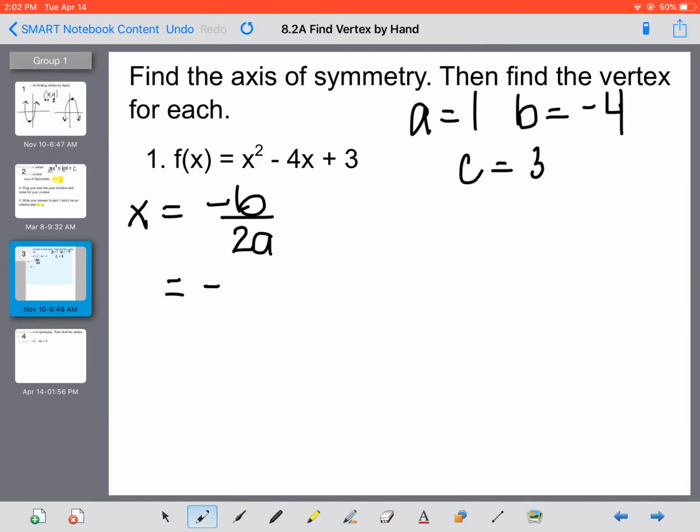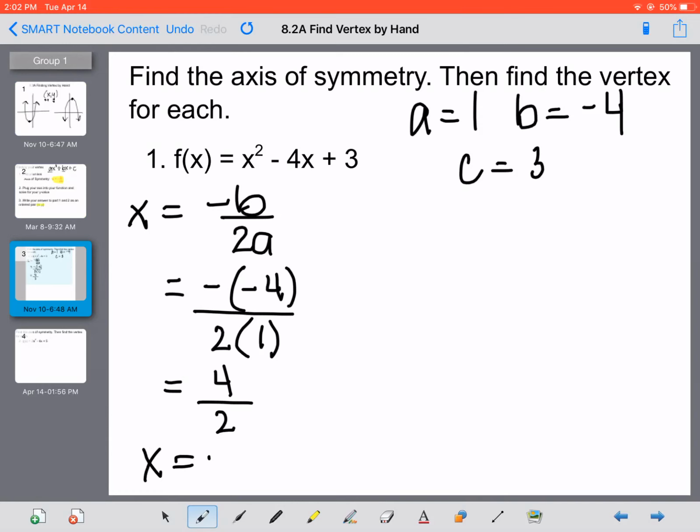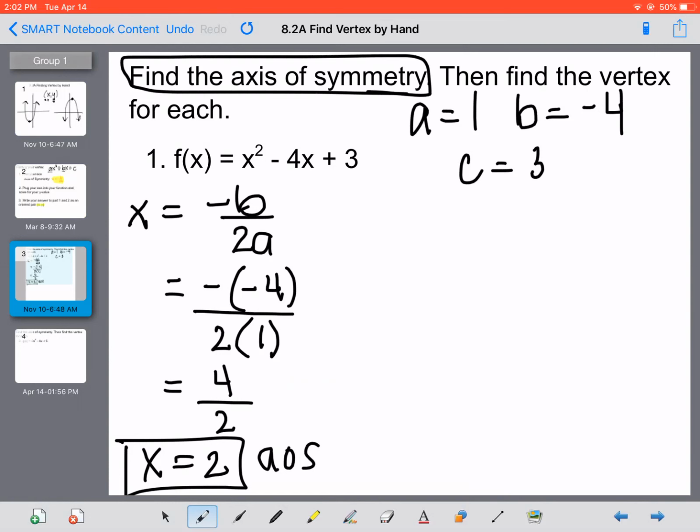So I have negative, and then our b is a negative 4, so make sure we have our two negatives there, over 2 times our a is 1. Well, we all know two negatives make a positive 4 on the top, and 2 times 1 is 2, so 4 divided by 2 means x equals 2. This right here is our AOS, and that was what it asked us to find first, the axis of symmetry. So we've done the first thing, and then it says to find the vertex.